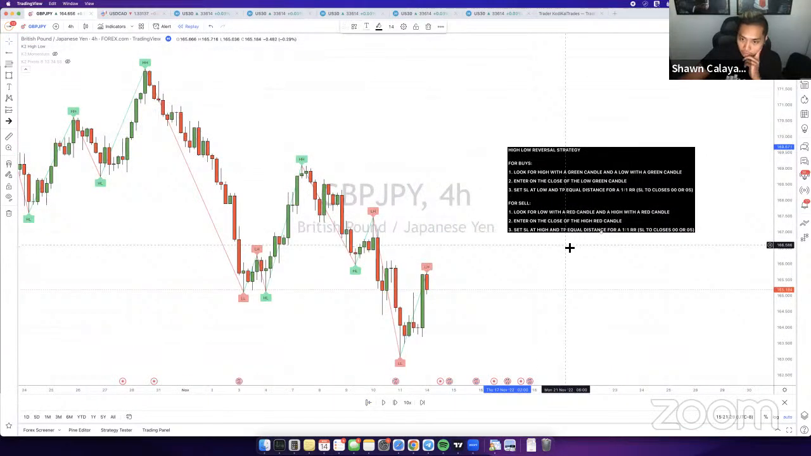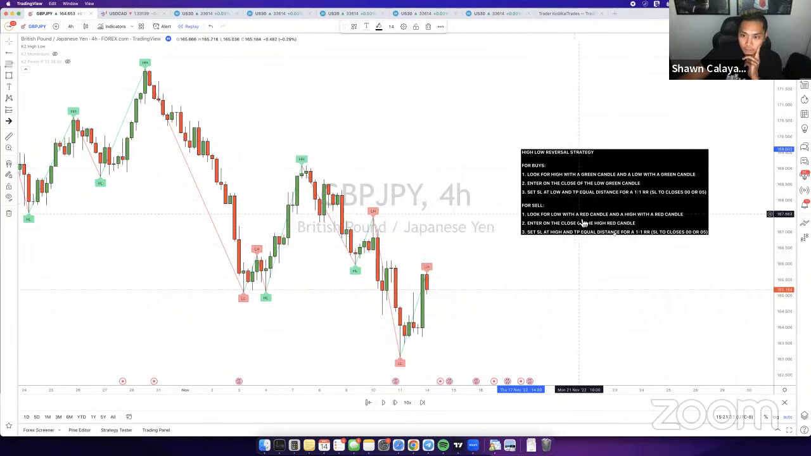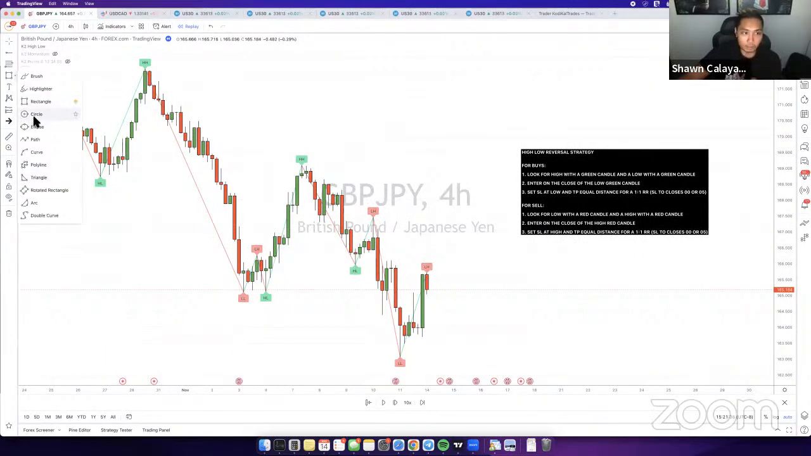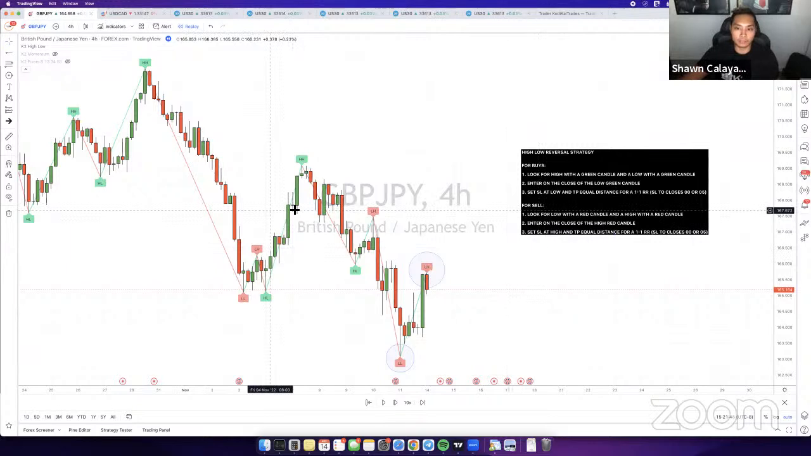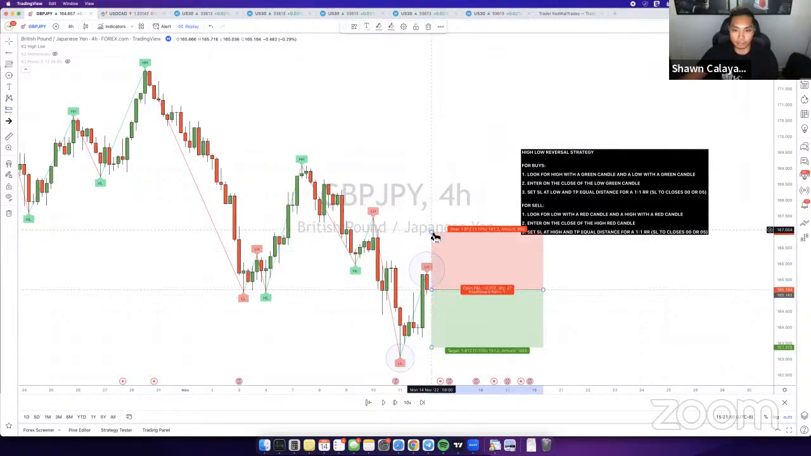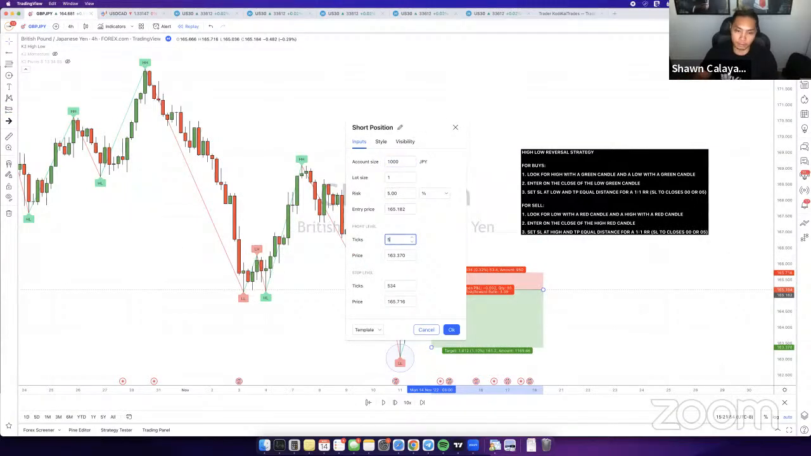Okay, so when you're looking for sellers, you want to look for a low with a red candle and a high with a red candle, right? Looking at this right here, I just went back to the most recent high and low. This low over here is a red candle, and this high over here is a red candle, right? So this fits the criteria for a sell. Once you have this, you're going to enter on the close of the candle, which should be right here. Stop loss would be set at the high, which should be right there, 53.4 pips.